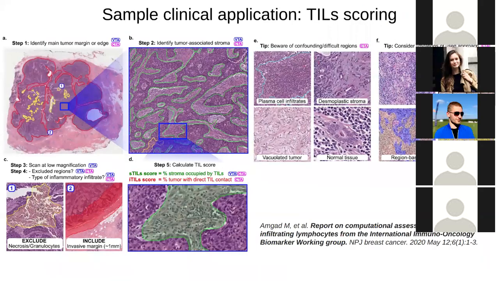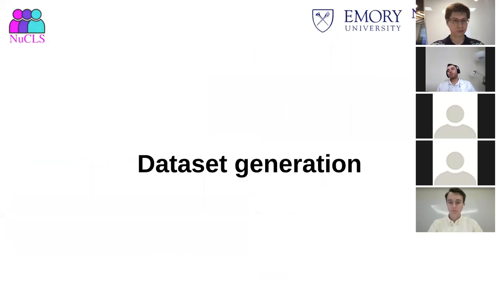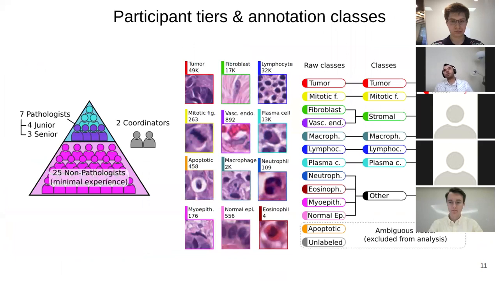So what do we use this data for? Again, I said one sample application is tumor infiltrating lymphocytes, detecting these blue, circular elements that are fighting back the tumor. So I don't want to dwell on that too much. Let's jump to the actual crowdsourcing. Like I mentioned, we have tiers of people, and we annotated a bunch of classes.